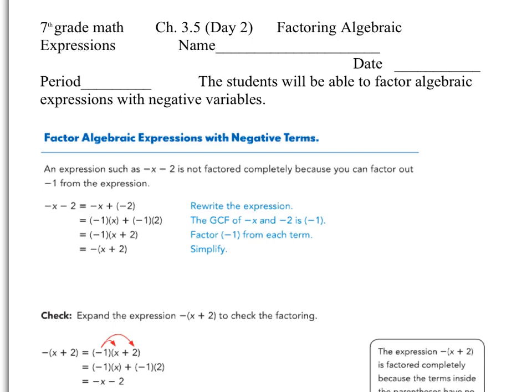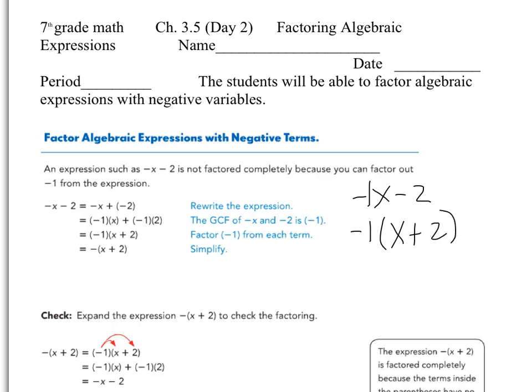So what that means is if we have negative x minus 2, we can take a negative 1 out of each of those numbers. Okay, so negative, remember there's an imaginary 1 here. So negative 1 times what gives us negative 1x? That would be an x. And negative 1 times what gives us negative 2? That would be a positive 2.